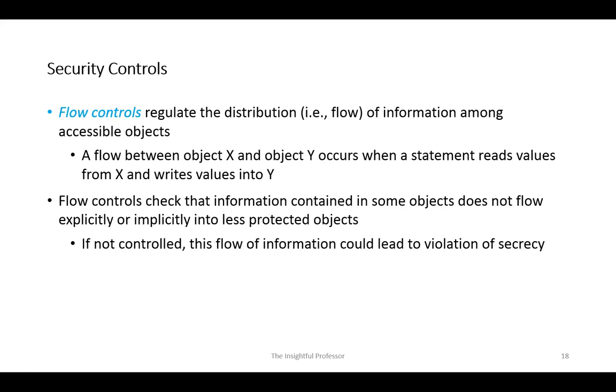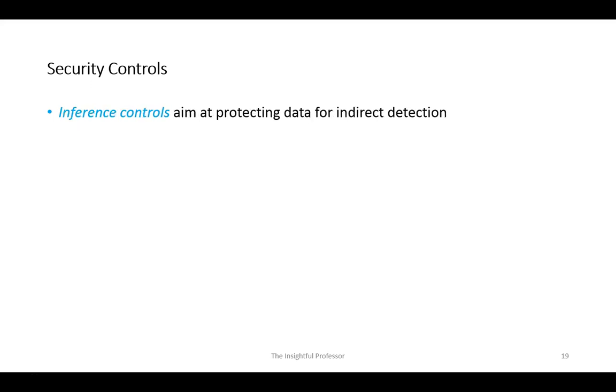I'm actually transferring data from a more secure or more private container to a more public container. Flow controls check that information contained in some objects does not flow explicitly or implicitly into these less protected objects, these more public objects. If not controlled, this flow of information could lead to a violation of secrecy or confidentiality. Inference controls aim at protecting data from indirect detection.